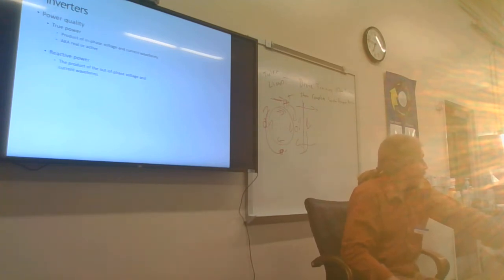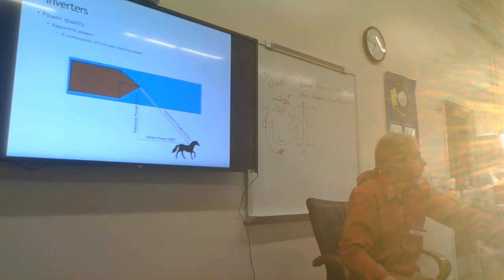Again, true power is the product of in-phase voltage and current waveforms. It's real or active power. And reactive power is the product of out-of-phase voltage and current waveforms. There's a little chart that kind of shows this. Apparent power is the combination of true and reactive power. Basically, what did I actually get accomplished? Or what can I actually get accomplished?